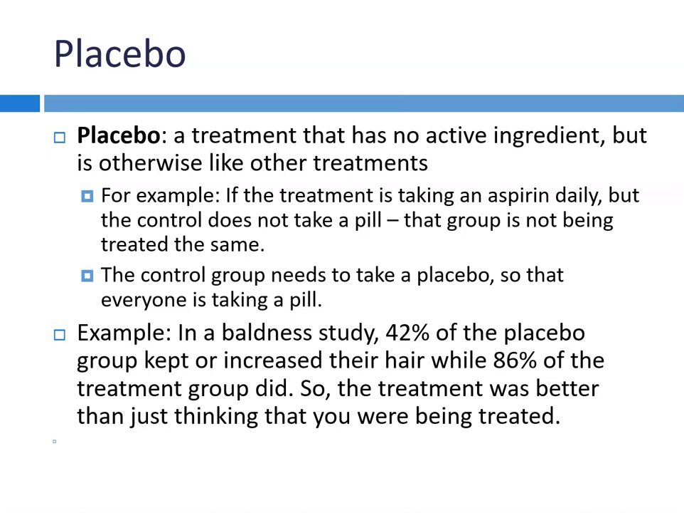Here's another example. In a baldness study, 42% of the placebo group kept or increased their hair, while 86% of the treatment group did. So the treatment was better than just thinking that you were being treated. Now, generally with people, you're going to need to do placebos. If you were doing an experiment on plants, a placebo would not be necessary because the plant's not going to be like, oh no, I'm not getting the new fertilizer, so I'm not going to grow as much. So placebos are more used for human subjects.